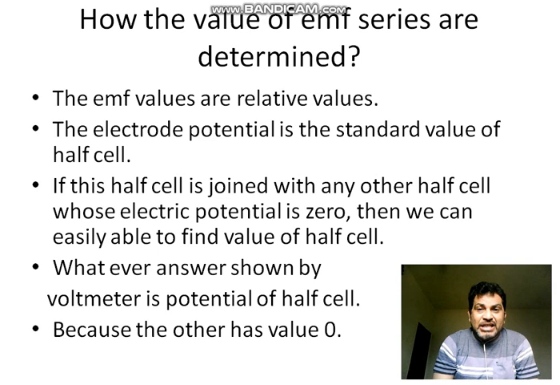In the previous video, I was talking about the experiment to determine the EMF value. For that purpose, we discussed the relative value and also the absolute value. Here, watch out, the third point is important. If this half cell is joined with any other half cell whose electric potential is zero, then we can easily find the value of the half cell.